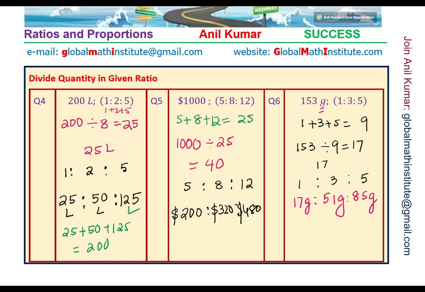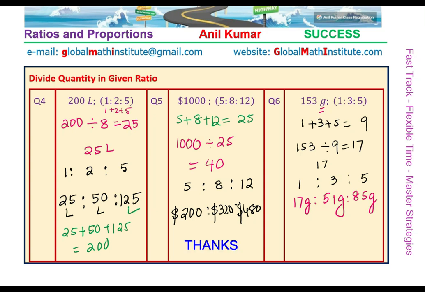So I hope with this exercise you clearly understand how the whole can be distributed in different ratios. We will now have few examples where the ratio will be written as 1 is to n. And after that, we are going to take up three word problems.